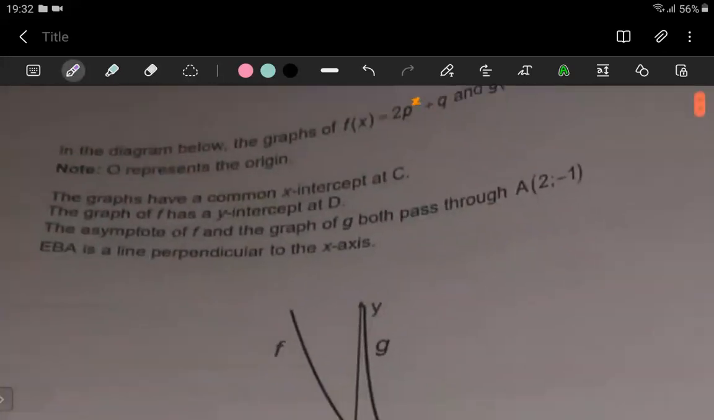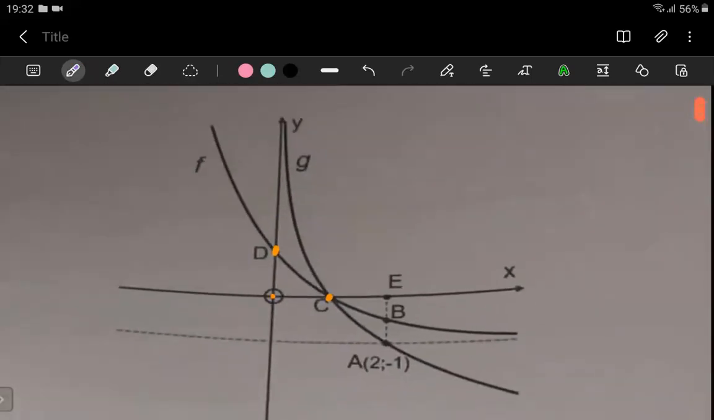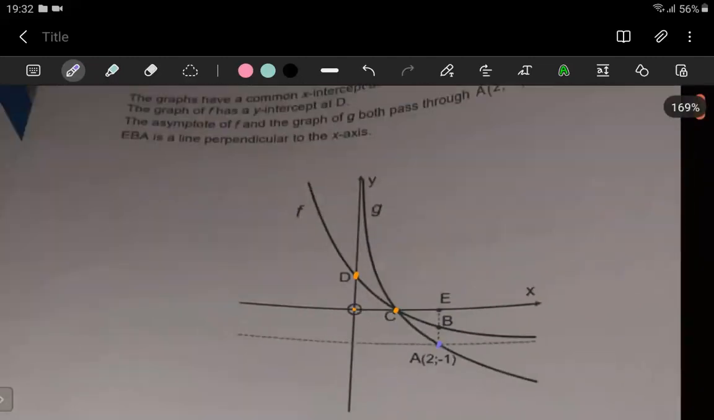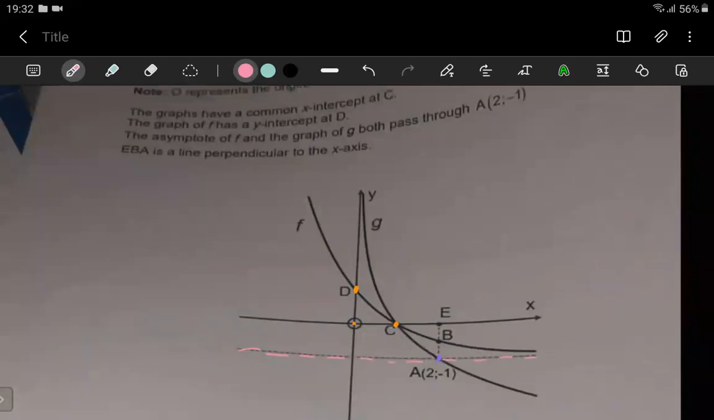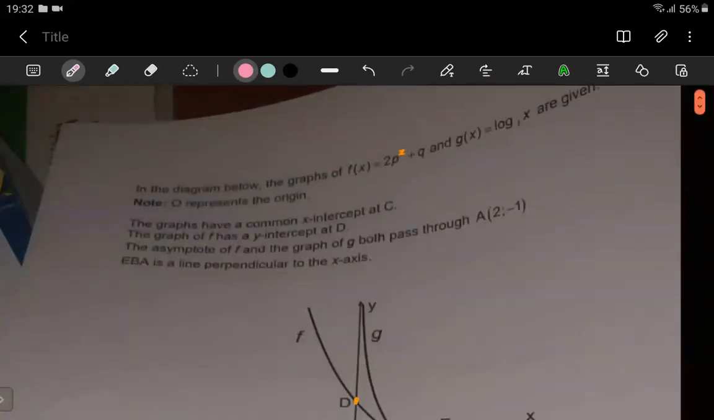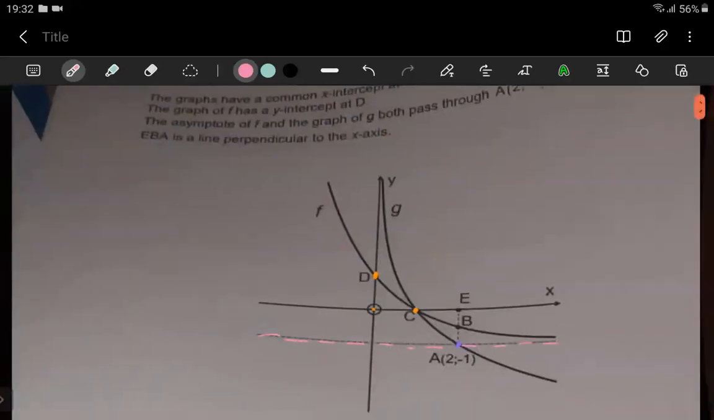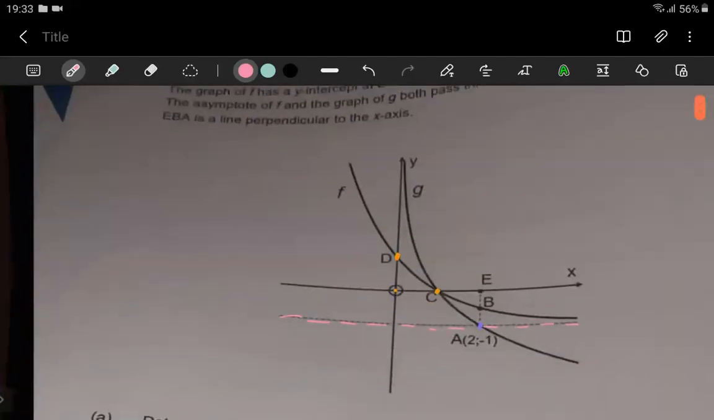And then here it says the asymptote of f and the graph of g both pass through A. So this asymptote here is probably the asymptote of our exponential graph, because that's the graph of f, right? f is the exponential graph.